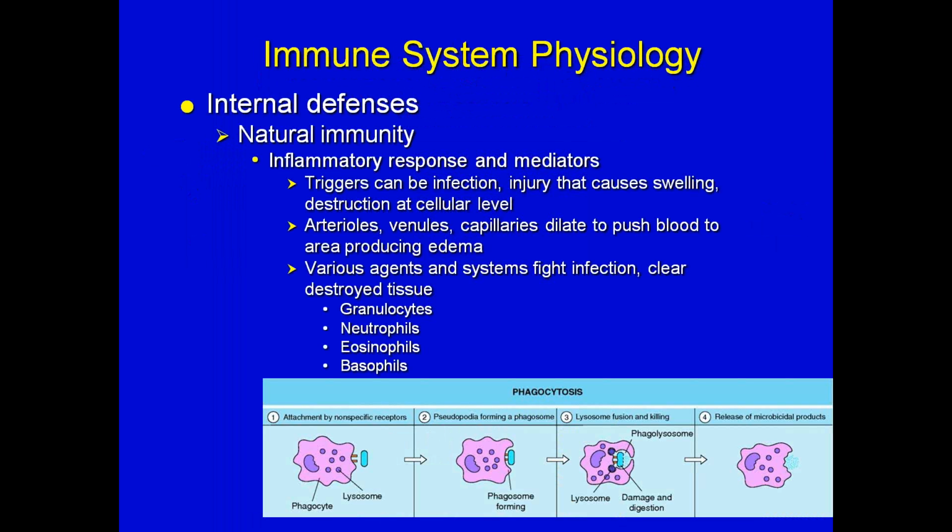Those agents, and certainly systems, include your white blood cells, and those include granulocytes: neutrophils, eosinophils, and basophils. These white cells are present in the blood in different amounts at different times of the infection. So when they look at a complete white count and want to know how many neutrophils, how many eosinophils, how many basophils you have, that helps the provider know at what point in the infection you're at.